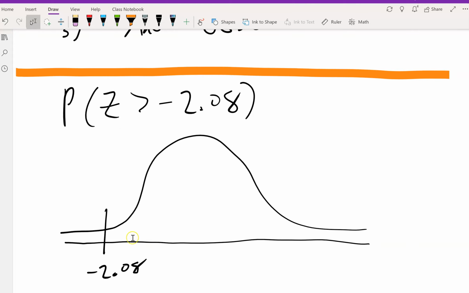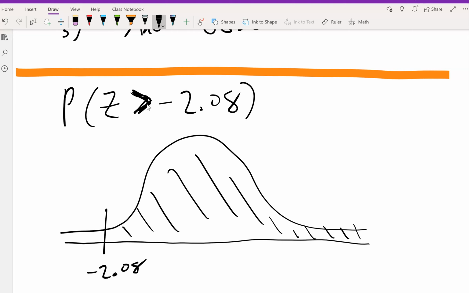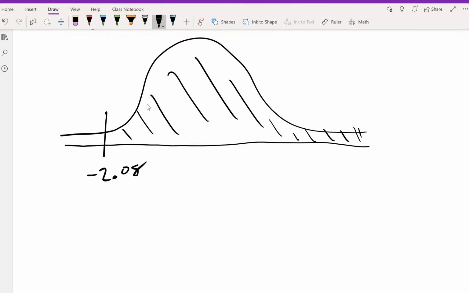And so one more time, what area do I want? Which way do I shade? Well, I look at this symbol. This symbol is greater than. Since that's a greater than symbol, I will shade to the right. And at first glance, I know this area is pretty big, okay? This is a pretty big, good chunk of the picture. We got to keep that in mind when we look at our next step.